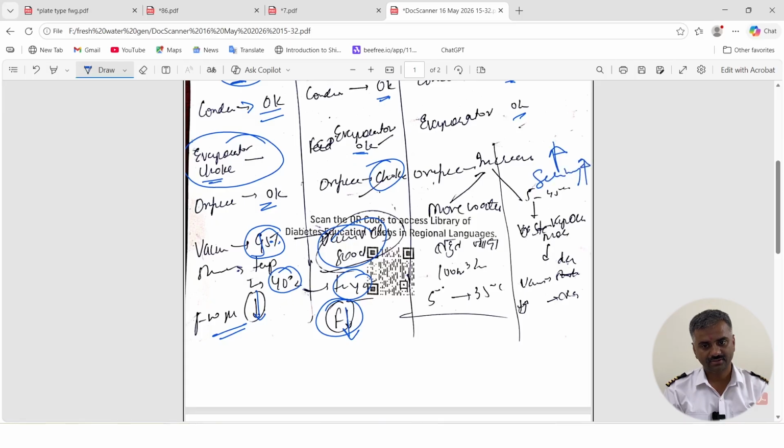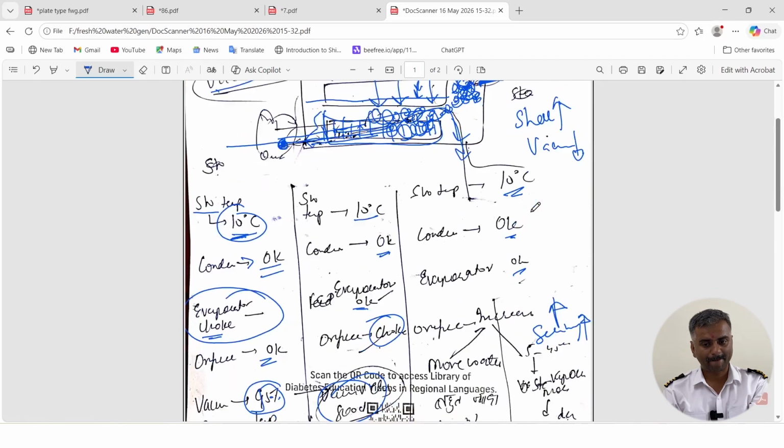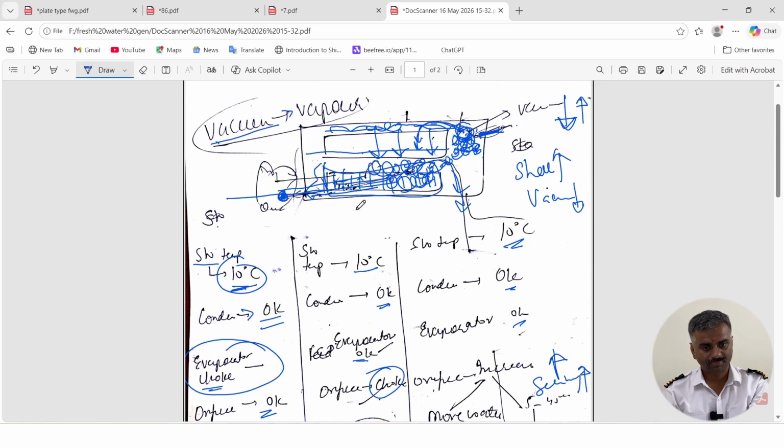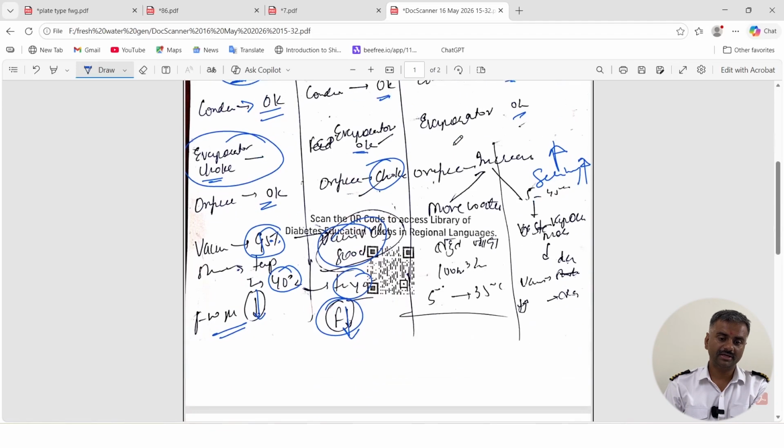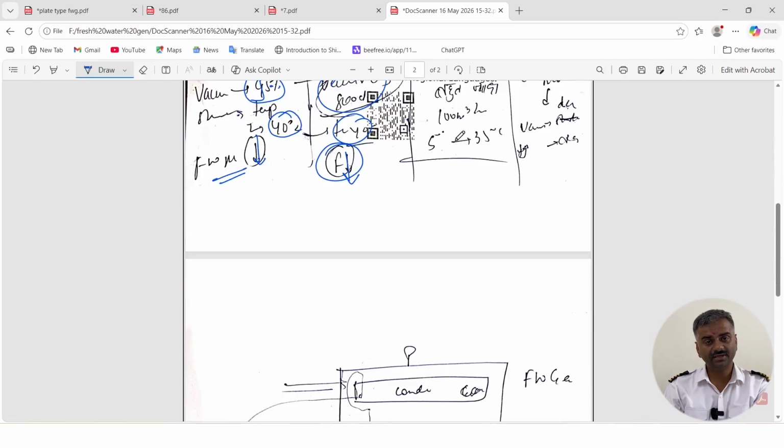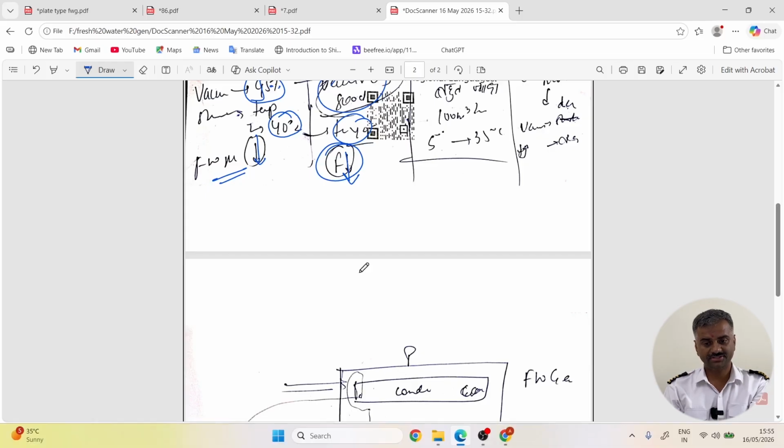So in the three cases, we have seen the changes with respect to the feed water, and with respect to vapor, how the vacuum changes, the cell temperature changes, and the production changes. Okay. In the next one, I am going to discuss something more important with respect to the understanding of this relationship. Okay. Thank you.